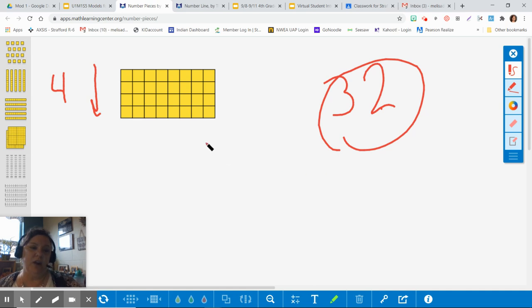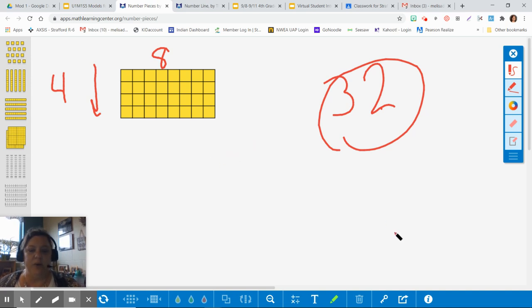So what we had to figure out was how many crayons were in each row. 1, 2, 3, 4, 5, 6, 7, 8. So we know there are 8 crayons in each row. So those are the things that we've figured out.